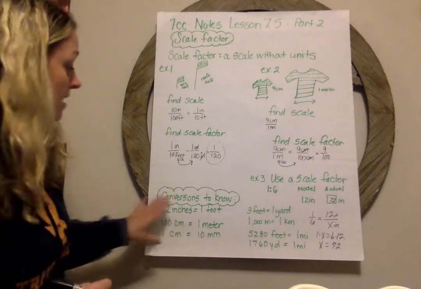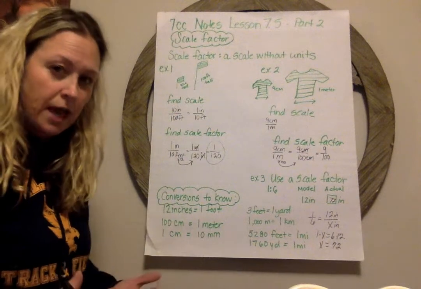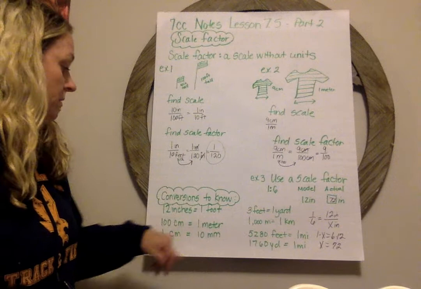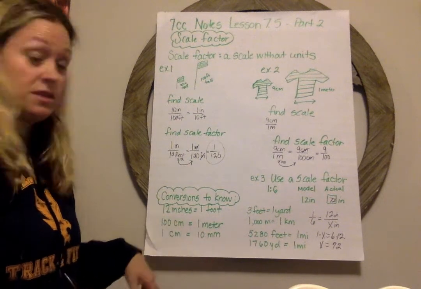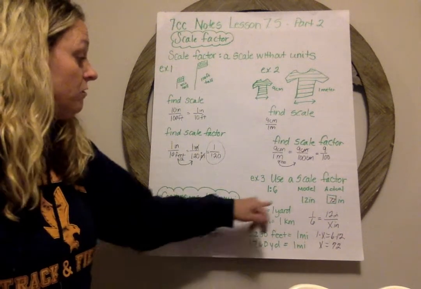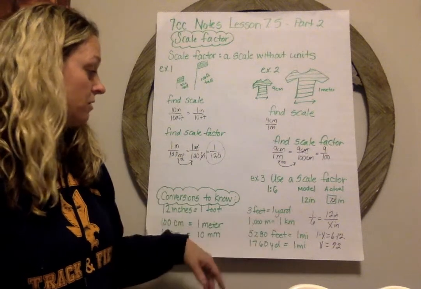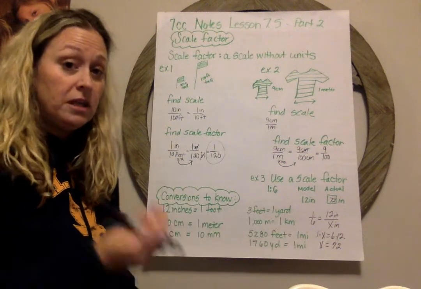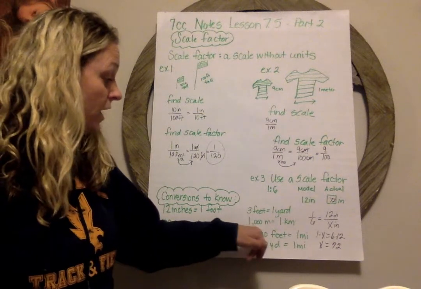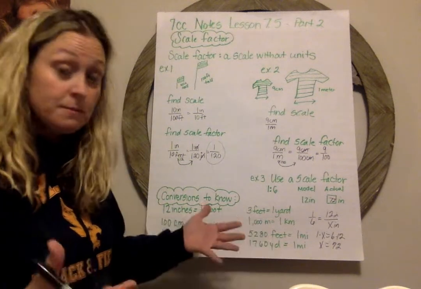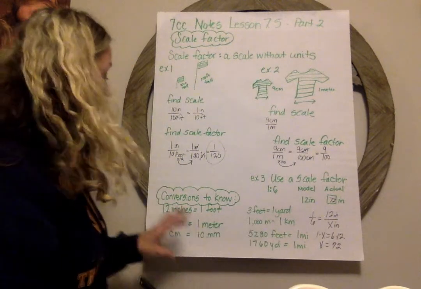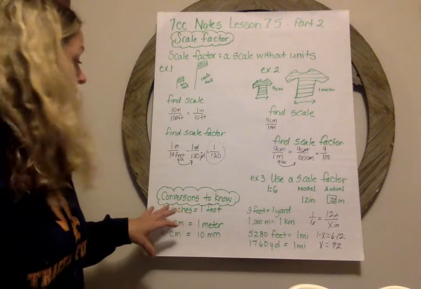Below, I've gone ahead and listed some common conversions that you need to be familiar with. 12 inches in a foot, 100 centimeters in a meter, 1 centimeter is the same as 10 millimeters, 3 feet are in a yard, 1,000 meters are in 1 kilometer, 5,280 feet is in a mile. An easy way to remember that is 5280, 52 meters. And then 1,760 yards are in a mile. So please be familiar with these conversions.